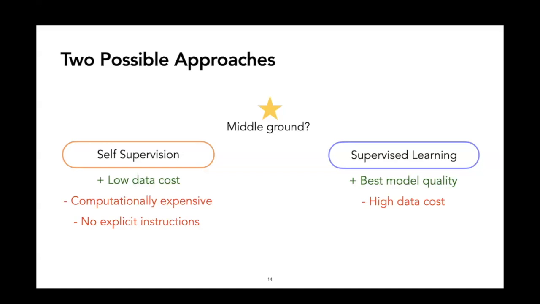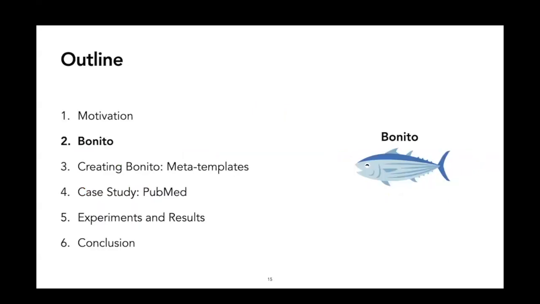This begs the question, is there a middle ground here? Can we get the best of these two approaches? Can we achieve low data cost while still developing a high quality model? And that's exactly what we do here. We create Bonito, an open source model that converts users' unannotated text from specialized domains into synthetic instruction tuning datasets.